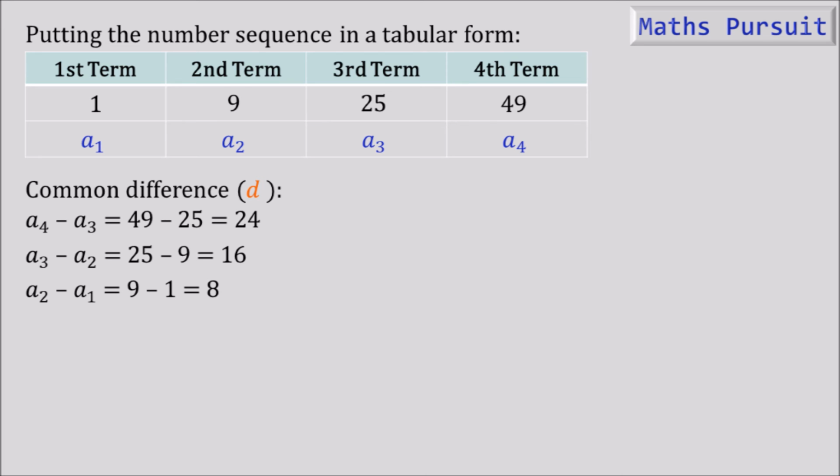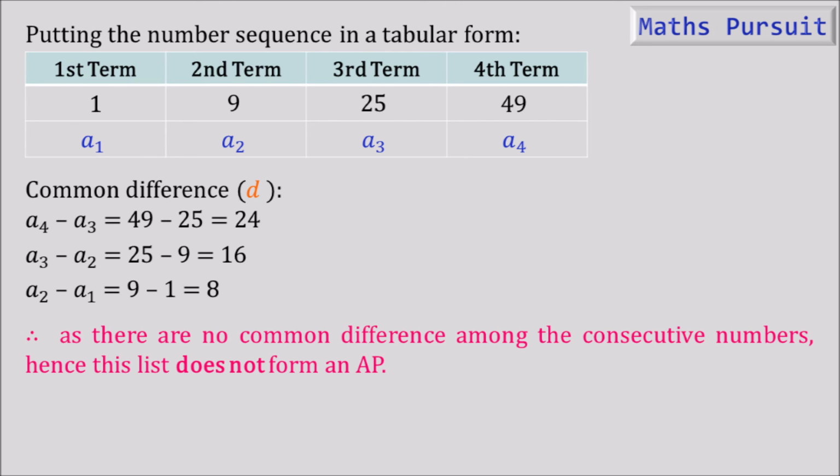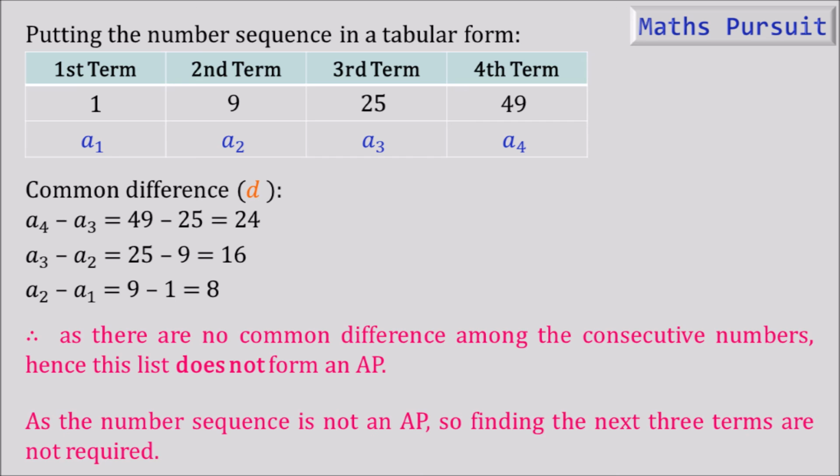So guys, we could see that we are not getting any common difference. The differences we are getting, 8, 16, 24, are not the same or consistent. Therefore, as there is no common difference among the consecutive numbers, this list does not form an arithmetic progression. We very well know if we do not get a common difference, then that list never forms an arithmetic progression. As the number sequence is not an AP, finding the next 3 terms is not required. As per the question, if the number sequence does not form an arithmetic progression, we are not going to find the further 3 terms. Hope you understood this calculation.